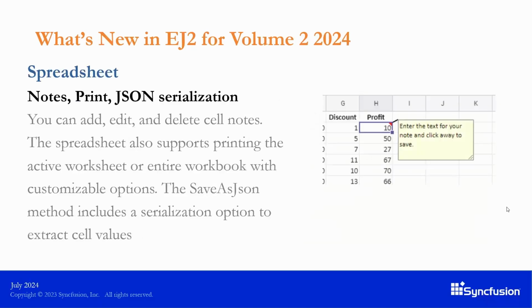And the final update of the EJ2 component is Spreadsheet component update. It supports adding, deleting, and editing the cell notes. Apart from that, there is also an option to print active worksheet or entire worksheet with customizable settings.